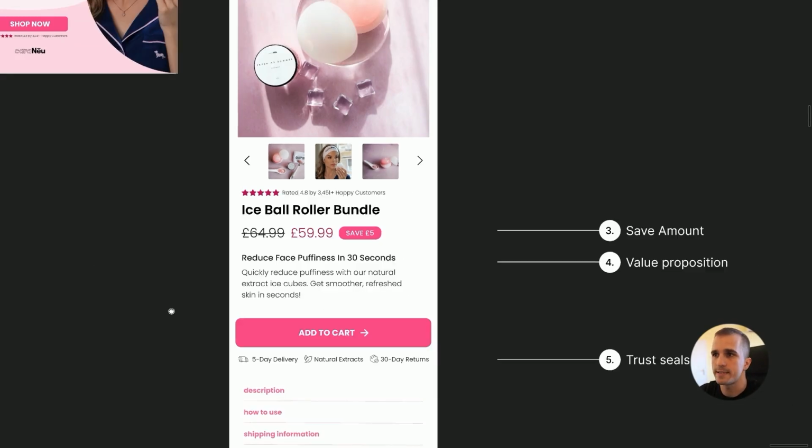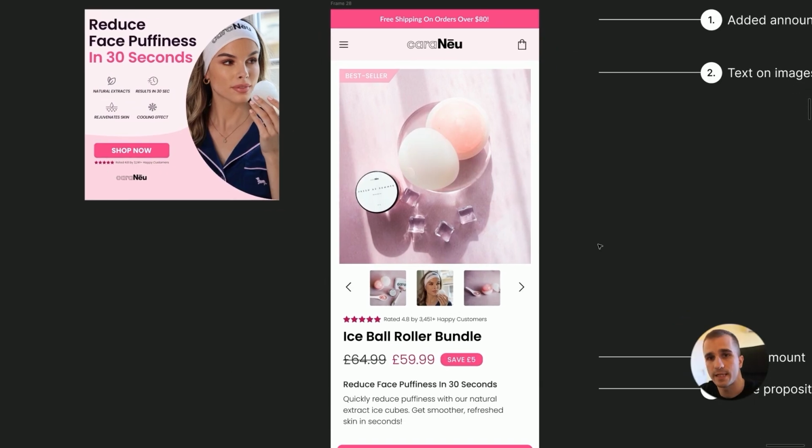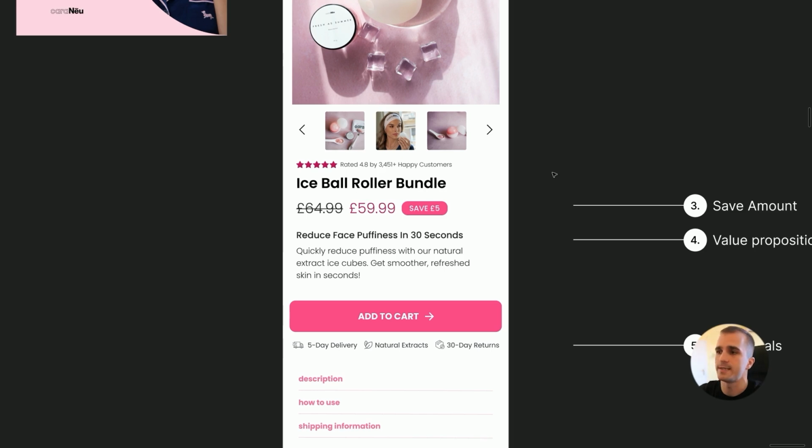When they click on this ad, they expect this benefit as well on your product page, and for that reason it's really important that you maintain that consistency between your ad and your landing page, so that they get what they expect on your product page.